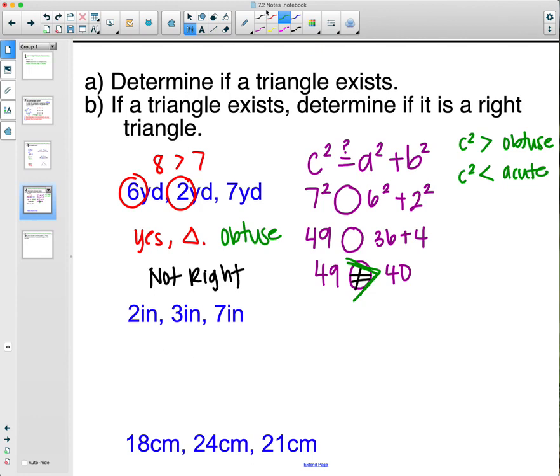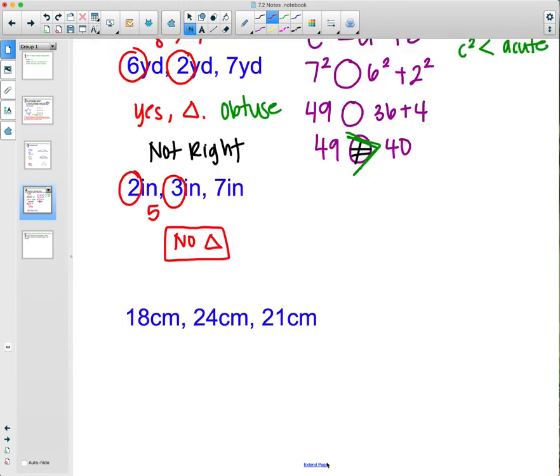Taking a look at this second example, so again, look at the smaller sides. So 2 and 3 are the smaller. Add those together is 5. 5 is not bigger than 7. So there is no triangle here. And then you would stop because you can't classify a triangle when a triangle doesn't exist.